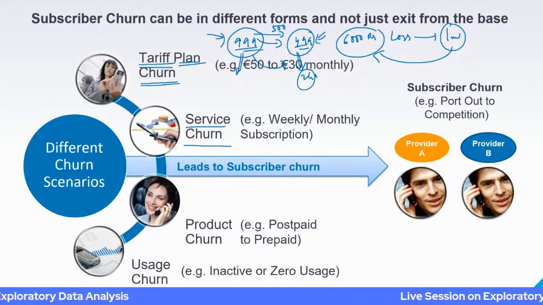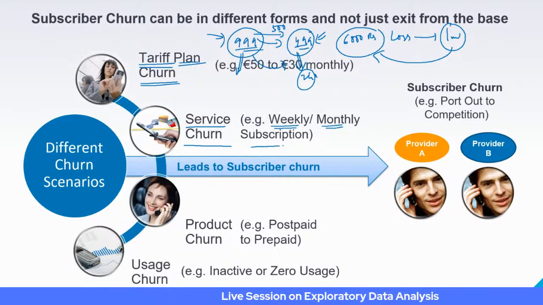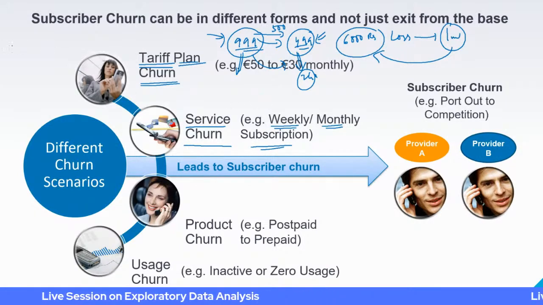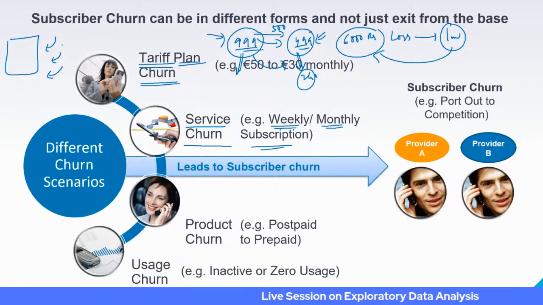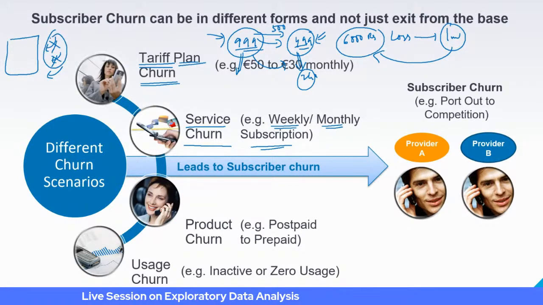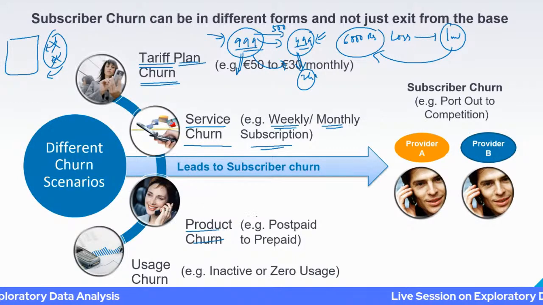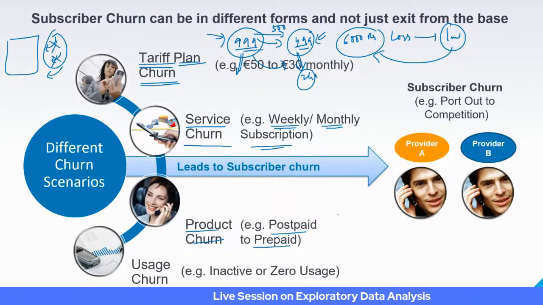Another type of churn is service churn. Example, weekly, monthly subscription. Let's say you are on prepaid. You have some subscriptions, caller tune, etc., and then you cancel some plans. This is also a type of churning. Another churning is product churn. Example, postpaid to prepaid. Why is this called a churn?